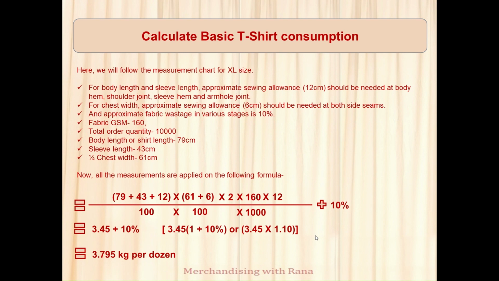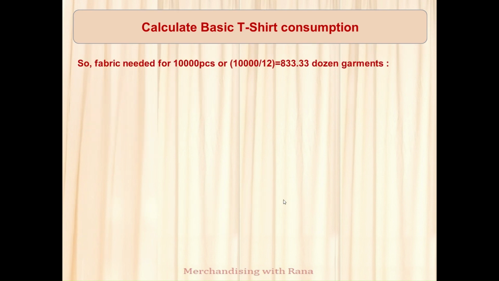If you need consumption in pieces, you do not need to multiply it by 12. So what will be the consumption for my 10,000 pieces? You can divide 10,000 by 12 to convert it into dozen, 833 dozen garments, and multiply by 3.795. So you will find 3,162.5 kg. It is our t-shirt consumption. It is the answer to my question.